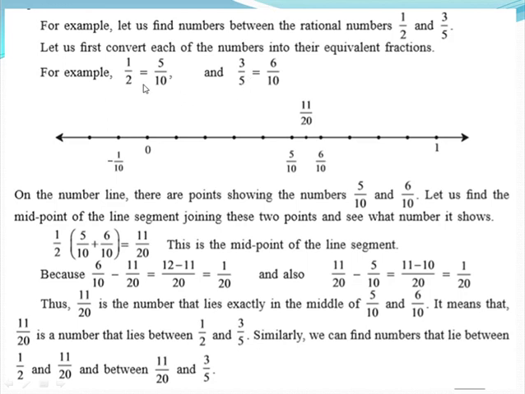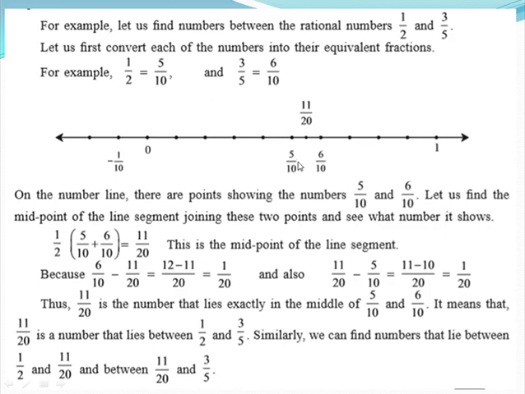Now we will show the numbers 5 upon 10 and 6 upon 10 on the number line. That is, each unit distance is divided into 10 equal parts. Here this will be 1 upon 10, 2 upon 10, 3 upon 10, 4 upon 10, 5 upon 10, 6 upon 10, 7 upon 10 and so on. Now, these 2 points 5 upon 10 and 6 upon 10 are shown on the number line. Let us find the midpoint of these 2 points, that is, the midpoint of the segment whose endpoints are 5 upon 10 and 6 upon 10.